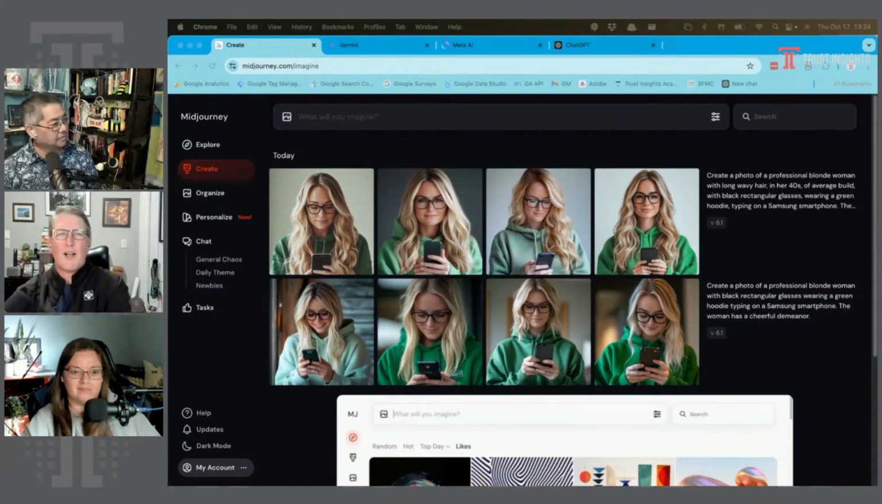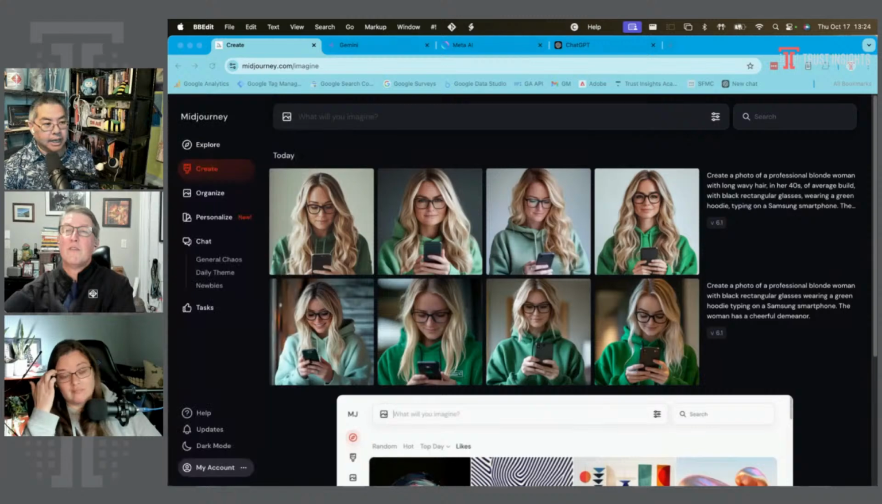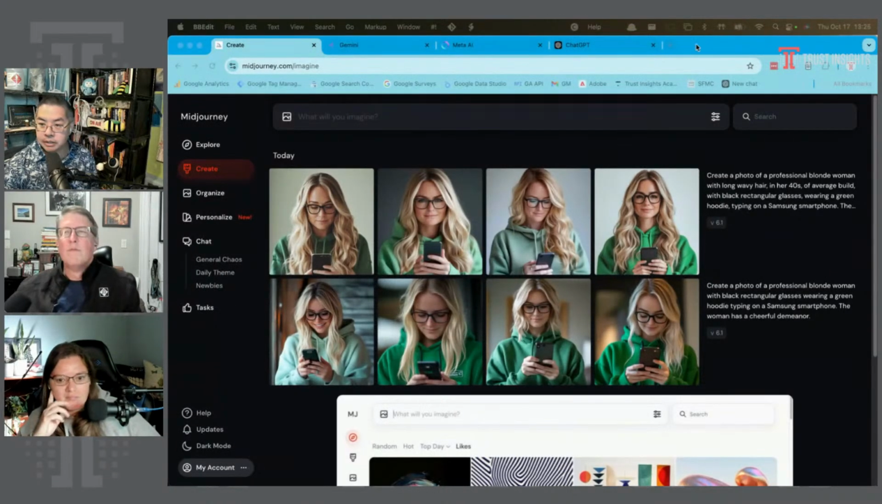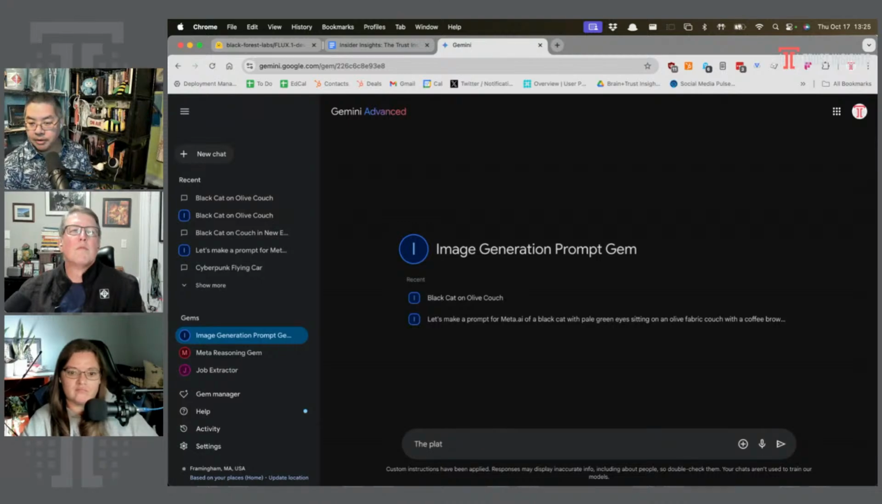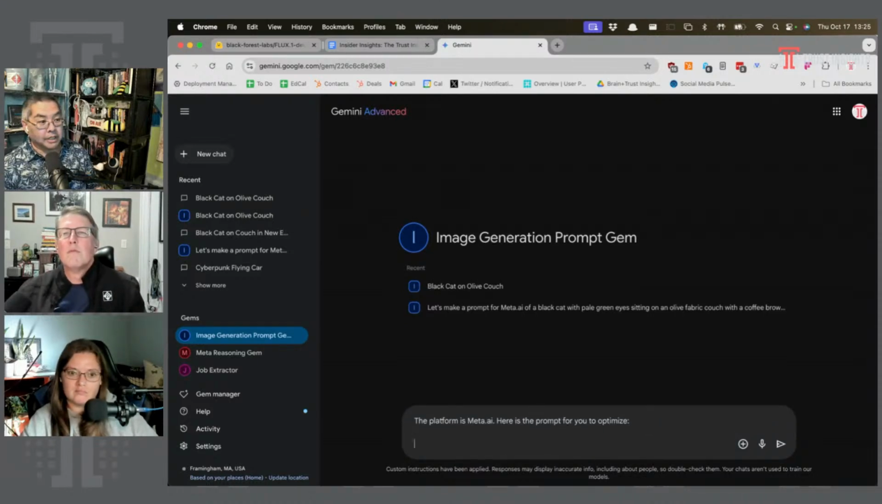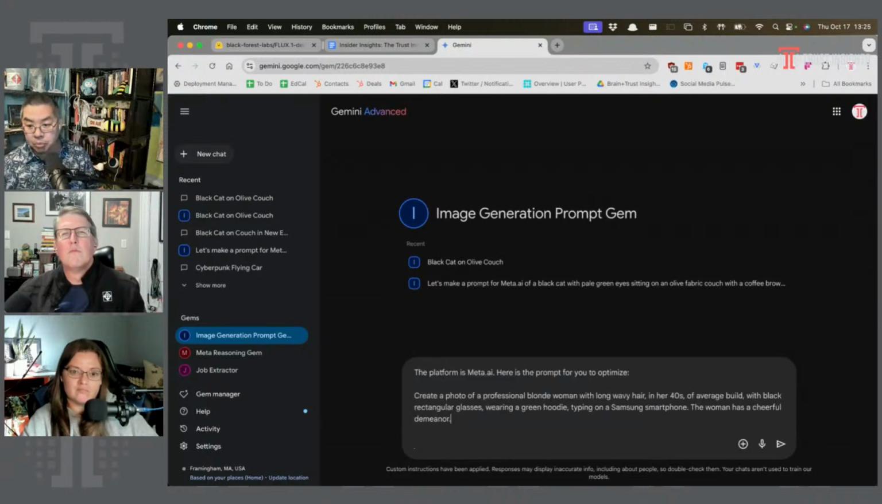Yeah, it's been a little weird that across all the models, they are all looking pretty much the same. And again, that has a lot to do with the input of that specific prompt. So what we can do now is take this prompt and put it inside of our gem, and we're going to see some of the language differences. So we're going to say the platform is Meta AI. Here is the prompt for you to optimize. I'm not going to take the Gemini feedback one. I'm going to take the same one that we've been working with, Katie.